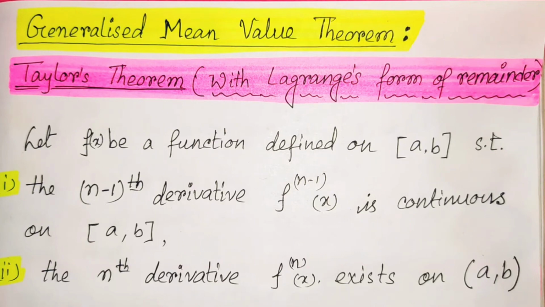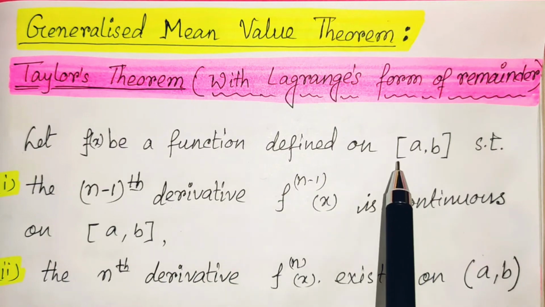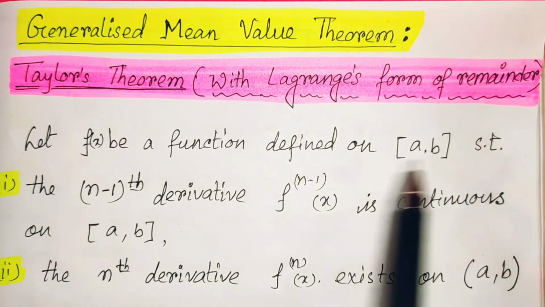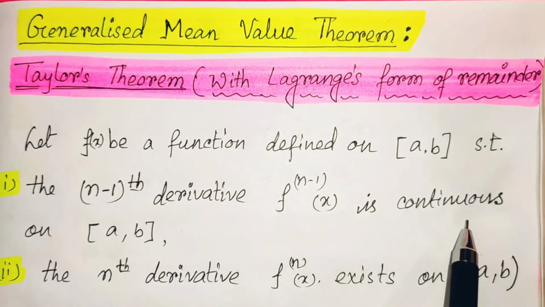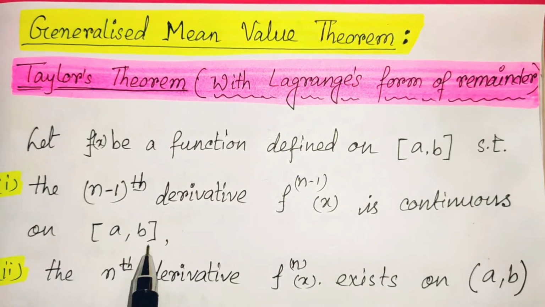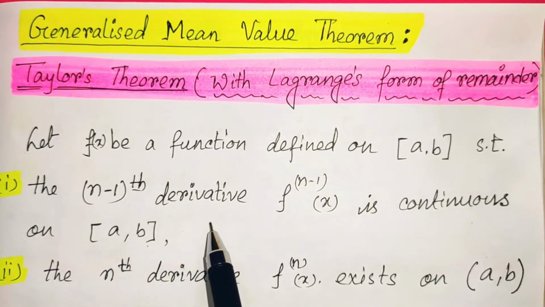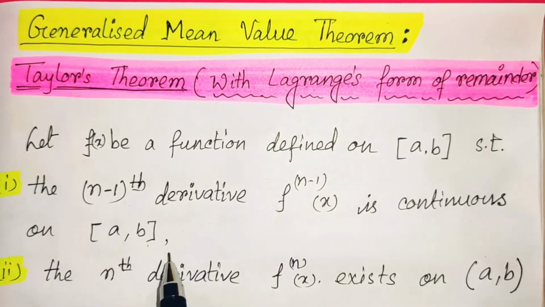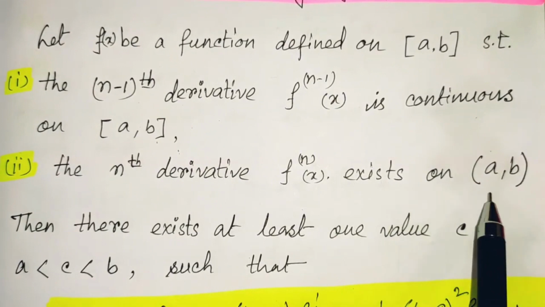So initially let us start with the Lagrange form of remainder of Taylor's theorem. First of all, the statement of the theorem. Let f(x) be a function defined on the closed interval [a,b] such that the (n-1)th order derivative is continuous on the closed interval [a,b], as it is the generalized mean value theorem. So we take derivatives up to the (n-1)th order continuous within the closed interval [a,b], and the nth order derivative exists on the open interval (a,b).